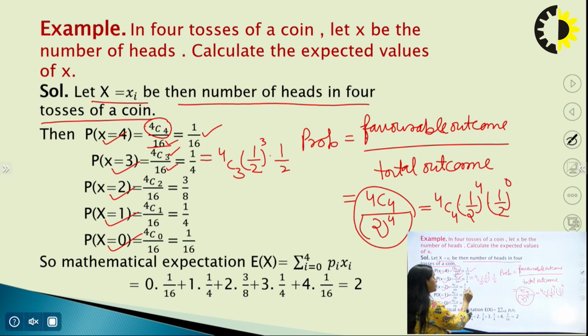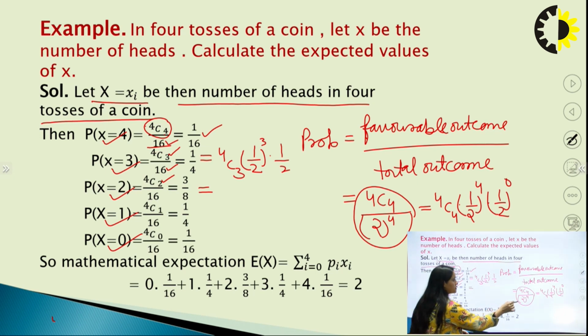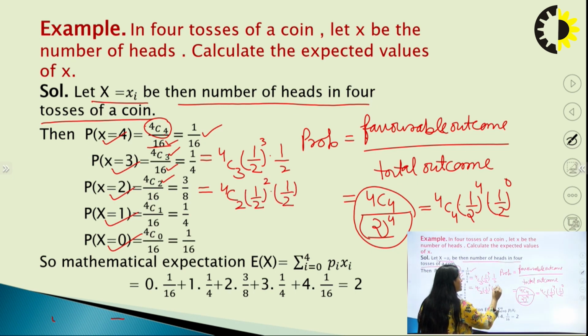Similarly, if we want the number of occurrences of heads to be 2 out of 4 tosses, then the favorable outcome will be 4C2, like from 4 tosses we are getting 2 heads, and the total number of outcomes is 2 to the power 4. So this will be 4C2 into 1 by 2 to the power 2 into 1 by 2 to the power 2.